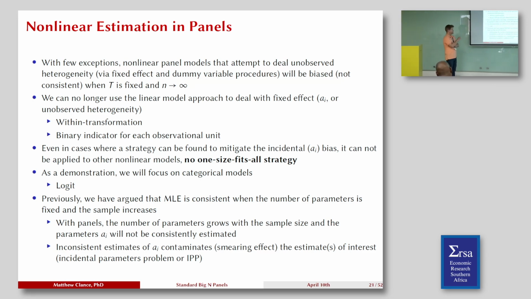So even in cases where we do find a strategy that can mitigate the problem, or tries to mitigate the problem of the incidental parameter, in that case, they're not one-size-fits-all. Okay?